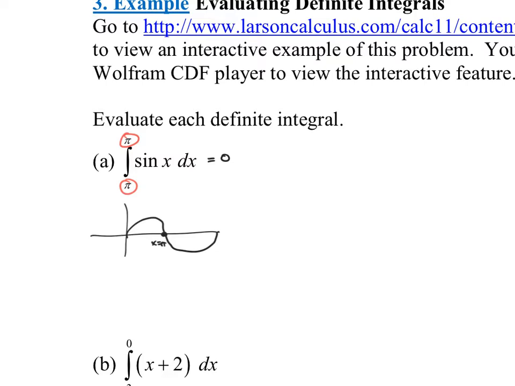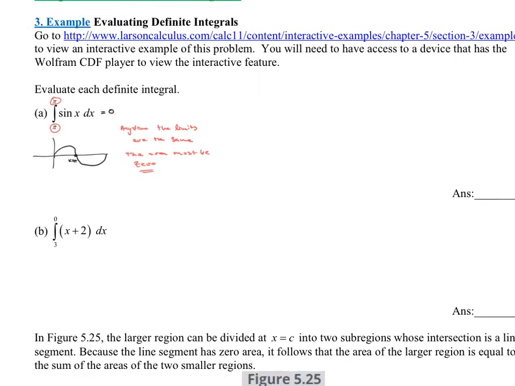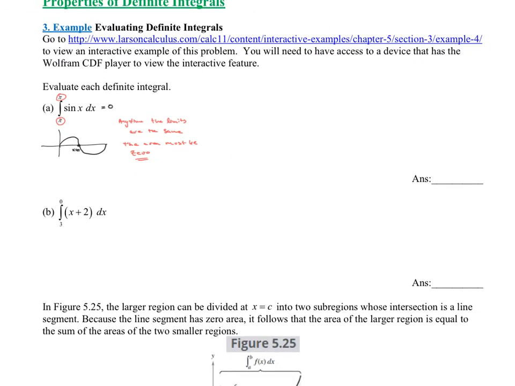So anytime you have the same limit, I'm going to write this down, anytime the limits are the same, the area must be 0. So that's the answer to the first one, it would be 0. And let's move on to the second one here.